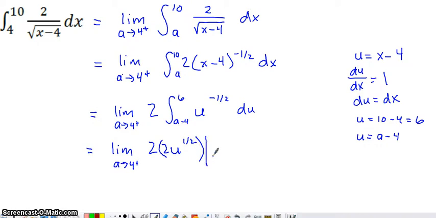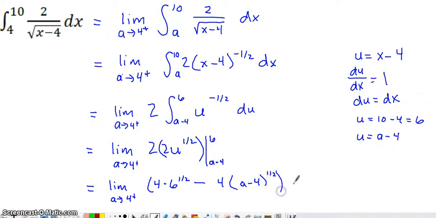I need to evaluate this antiderivative at u equals a minus 4 and at u equals 6, and I'm going to take a difference at that point. So the last thing I'm going to do here, I'm just going to multiply this 2 by this 2. Be a little easier, save a little bit of space here if I do that. So 2 times 2 would obviously give me 4, so I'm going to have 4, and then in place of this u I'm going to put 6, so I'm going to have 4 times 6 to the 1/2 power minus 4 times, I'm putting a minus 4 in place of u, so a minus 4 to the 1/2 power.